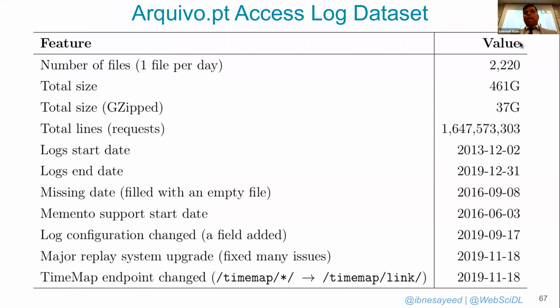So to analyze this, we use the access logs of Arquivo.pt. It was about 461 GBs of files, daily access logs of 6 years of data. They introduced Memento support only in June 2016, so prior data was not very useful for us. And there were some other changes that are noted in here.